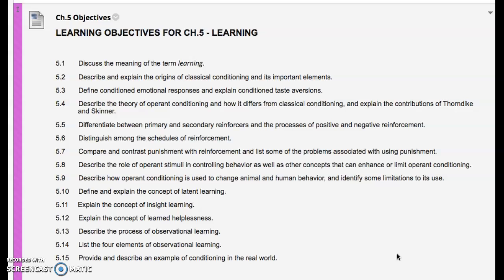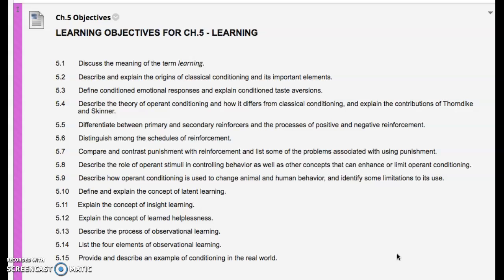And what might be the role of different stimuli in the environment that might be coming into play to control behavior and might enhance or limit operant conditioning, because really it depends on what's happening in our environment too that can affect how we learn. And so all of this to say, how can operant conditioning be used to change an animal or human behavior? And what might be some limitations?